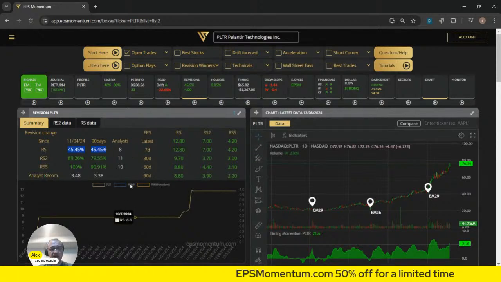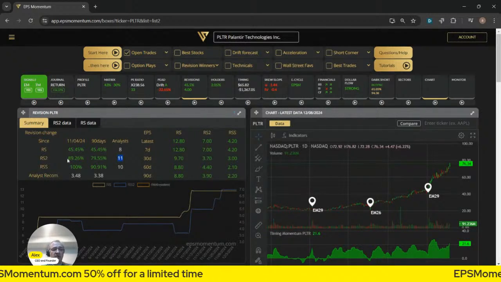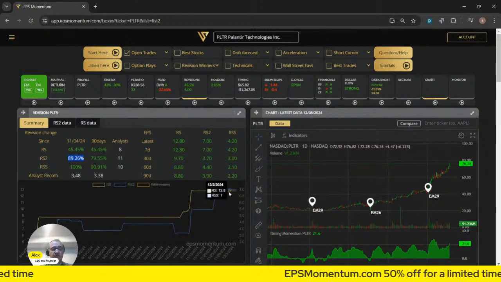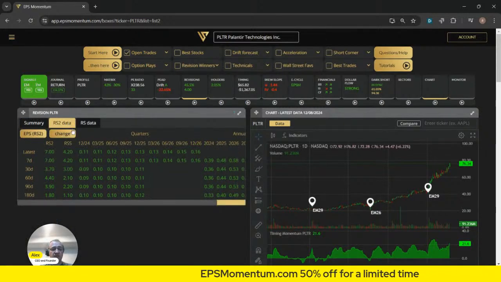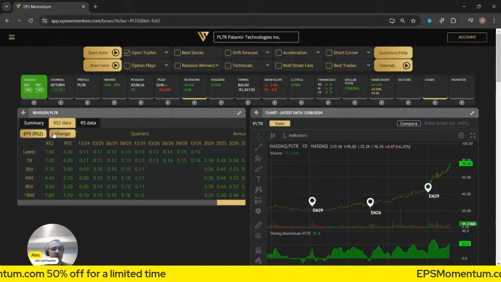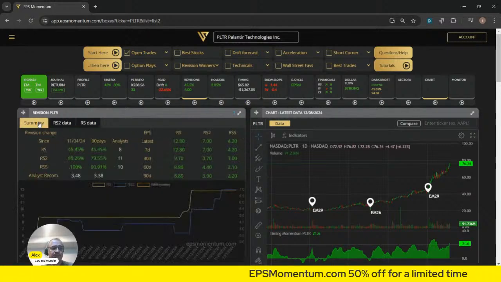So there's another data set here, which is RS2, which is a different way. We have a different analyst. There's 11 analysts compared to 8. And these guys were up 89% in terms of revisions. So again, you can find the data right there. Sometimes the data is a little spotty. Sometimes it's not. It just depends on how we get the feed.